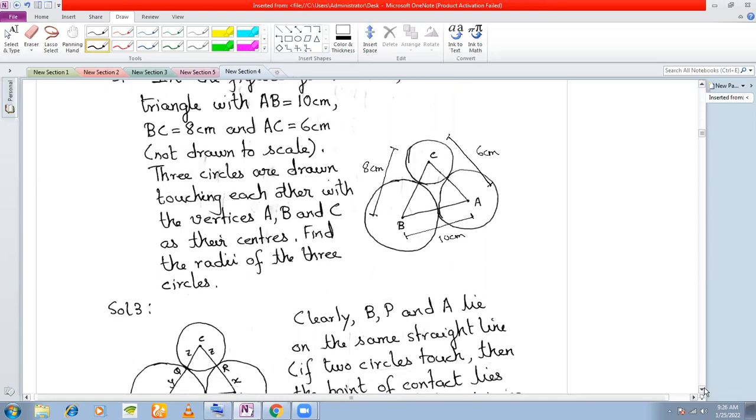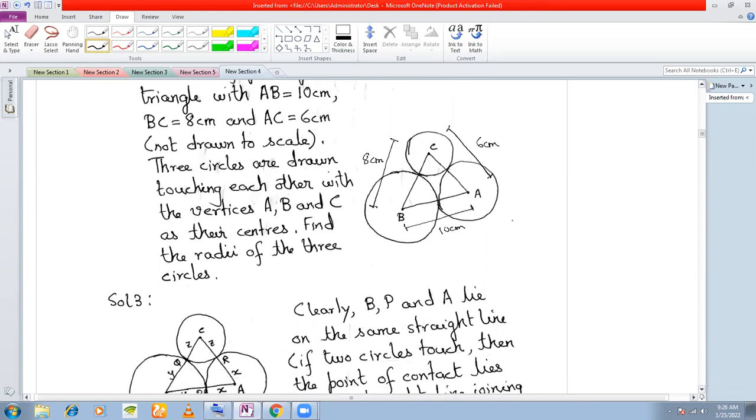Now, recall, when 2 circles touch each other, what can I say about the point of contact and the centers? That they will always lie on the same straight line. That means I can say BC is a straight line, right? And I can also say AB is a straight line. And I can also say AC is a straight line, right?